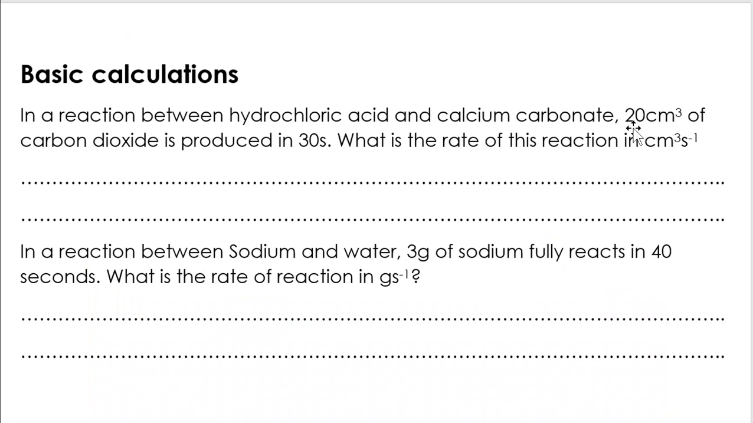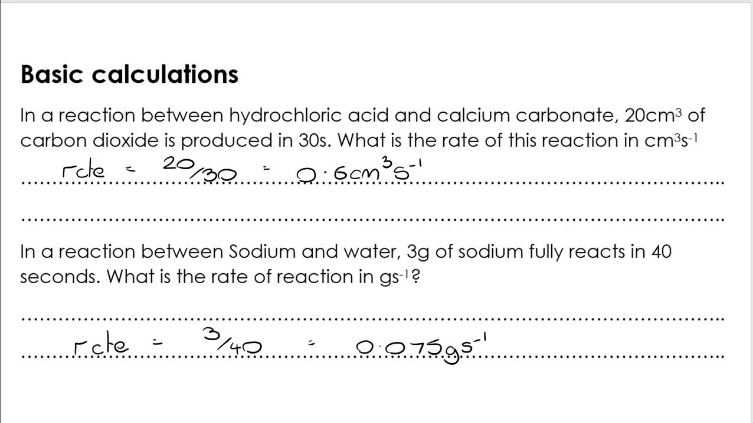So in the first instance, we have got 20 centimetres cubed of carbon dioxide produced, and that's happened in 30 seconds. So the amount produced, 20, divided by time, 30, gives us a rate of 0.6 recurring centimetre cubed per second. On the next one, it's about how much sodium has been used up. We used 3 grams in 40 seconds, so the rate is 3 divided by 40, 0.075 grams per second.